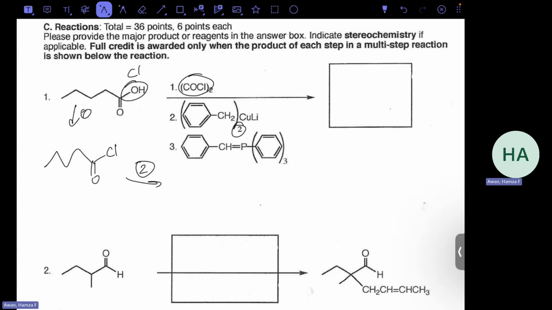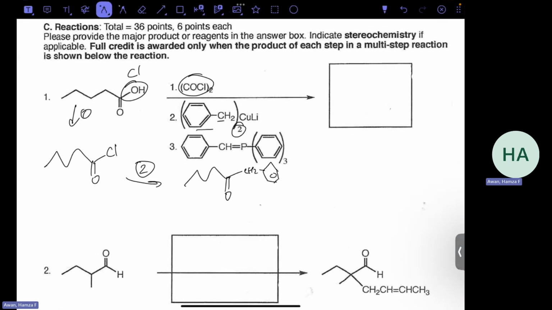So what this is going to do is take care of the Cl, and it's just going to add this entire group, the CH2 benzene group, onto it instead of that Cl. So what that'll look like is like this. And then like this, instead of that, we have our CH2 bonded to the benzene group.